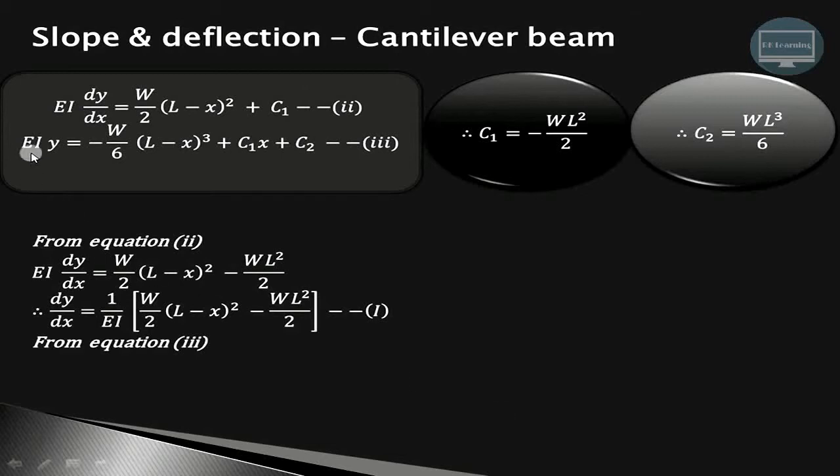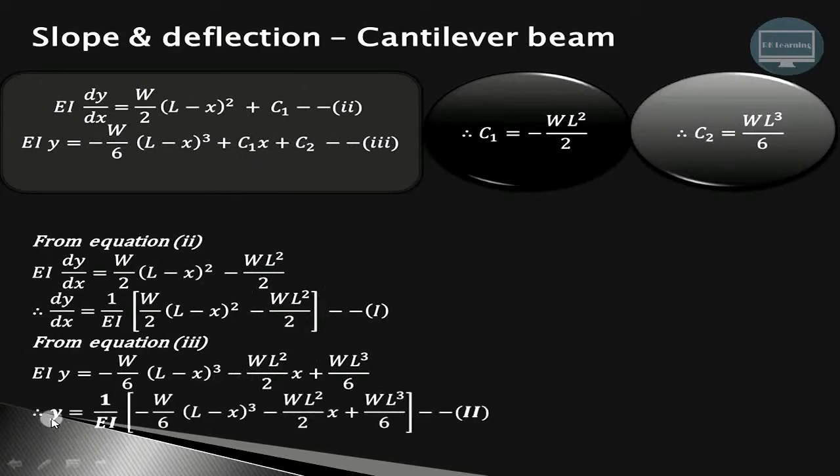So this is our first equation which will represent the slope of the curve. Similarly, from equation 3, we have EIy is equal to minus W by 6 (L minus x) bracket cube plus c1 x, where the value of c1 is minus WL square by 2 into x as it is, and this c2 is nothing but WL cube by 6. So we can say that the deflection y is given by 1 upon EI and this term as it is, that is minus W by 6 (L minus x) bracket cube minus WL square by 2 into x plus WL cube by 6.